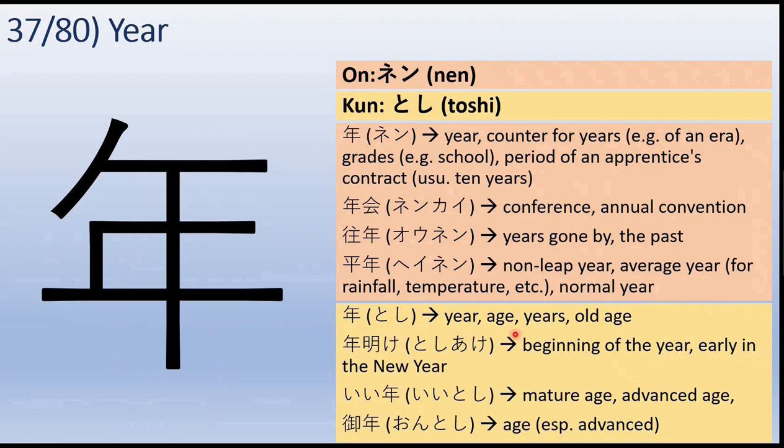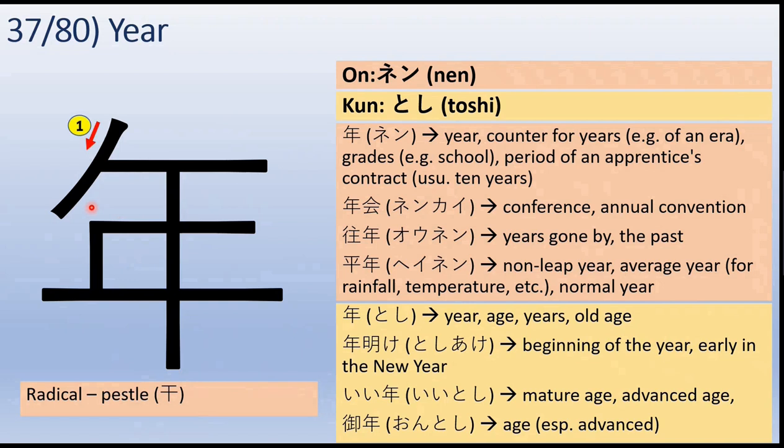In Kun'yomi, the usage is like this. Toshi means year, age, or old age even. Then we have Toshiake, which means beginning of the year or early in the new year. Then we have Toshi, which means mature age or advanced age. And then we have Ontoshi. Ontoshi means age and especially an advanced age. So both of these have more or less the same meaning. The radical for year is the pestle radical, and from this radical, this symbol has been derived.